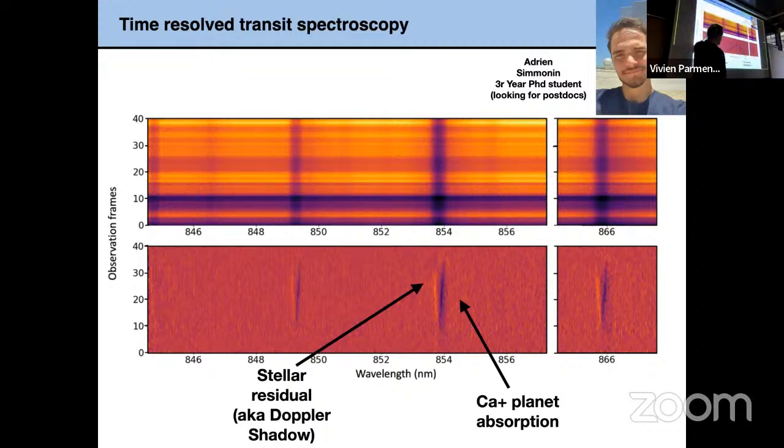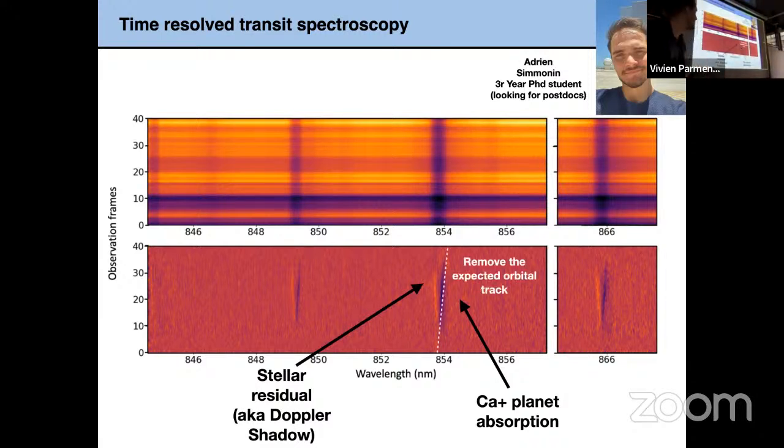So you take the star out and tellurics out. That's what you get. Noise everywhere, not everywhere. On the blue track here, the planetary signal that changes with time during transit. And this one is a stellar residual, which is related to the fact that the planet blocks part of the star, so you can't fully correct for that. Okay, so that's great.